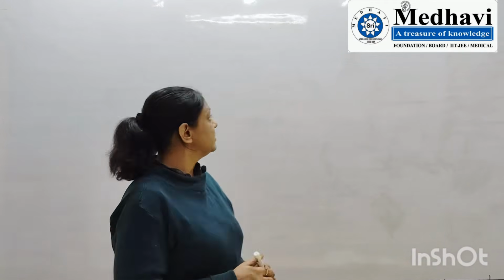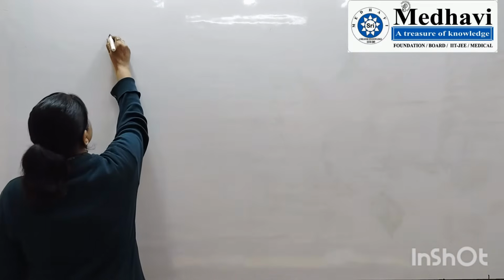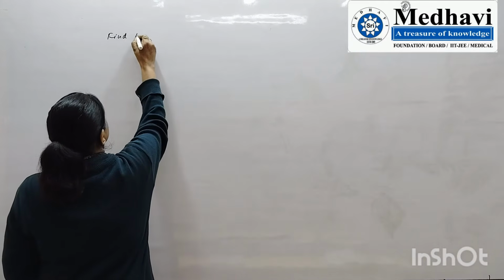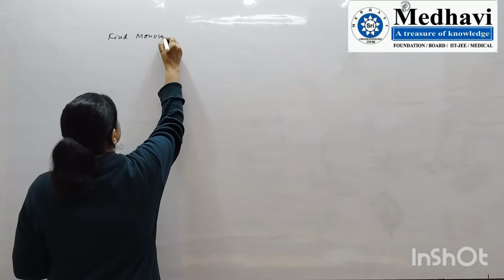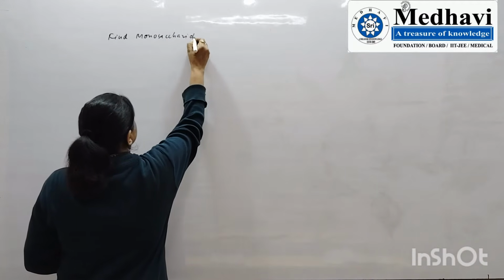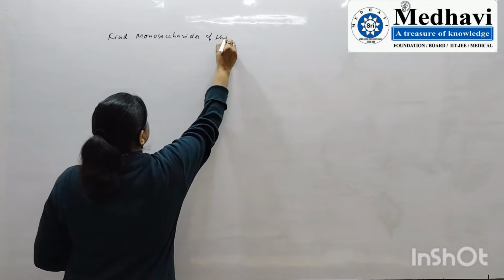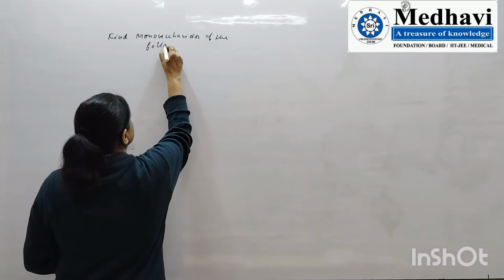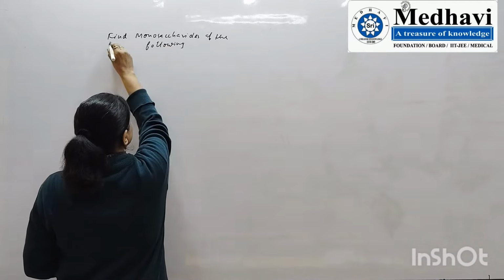the first question commonly asked in the board exam is based on disaccharides. That means, what are the products if a disaccharide is hydrolyzed? Suppose the question is to find the monosaccharides of the following. This is a very important question. You just see the question paper pattern.